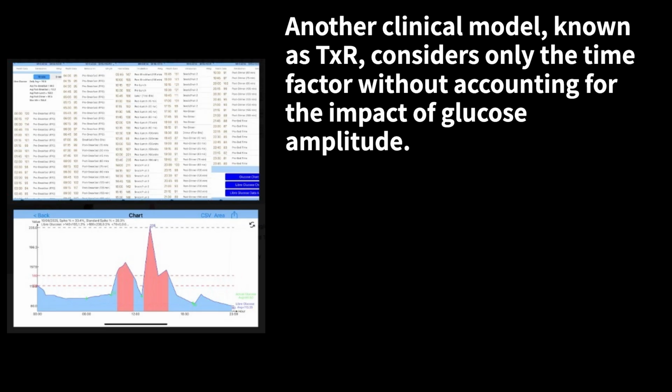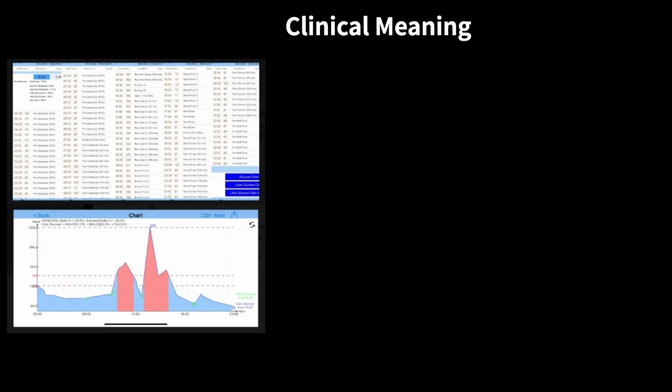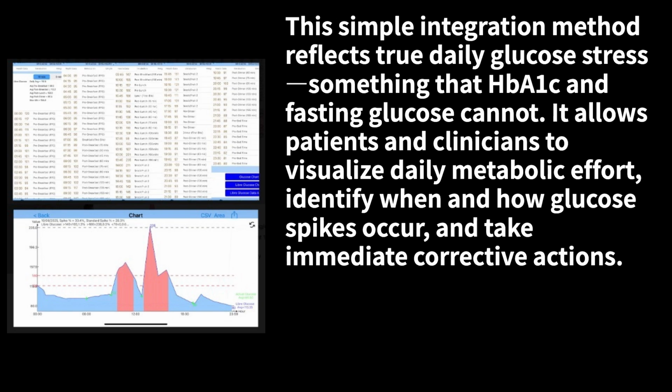Another clinical model, known as TXR, considers only the time factor without accounting for the impact of glucose amplitude. It includes 3 indices: TBR, time below range; TIR, time in range; TAR, time above range. Clinical meaning: this simple integration method reflects true daily glucose stress, something that hemoglobin A1C and fasting glucose cannot.